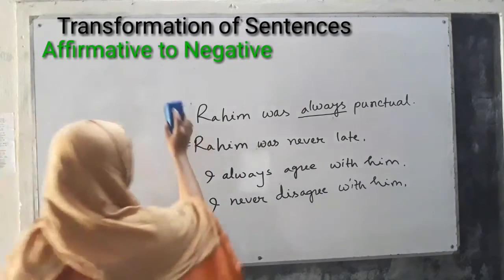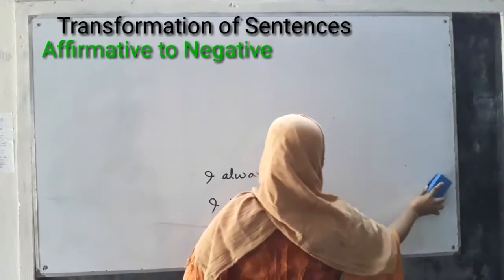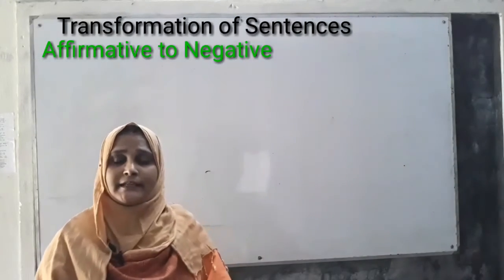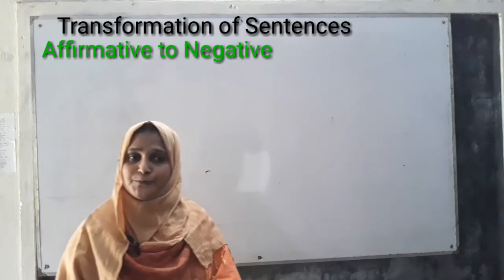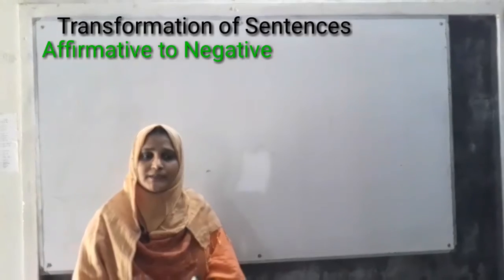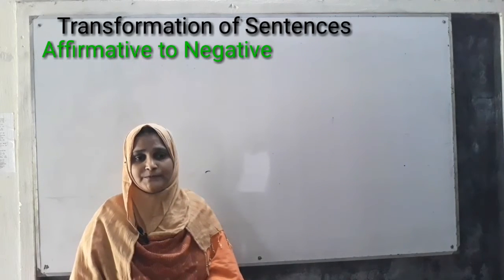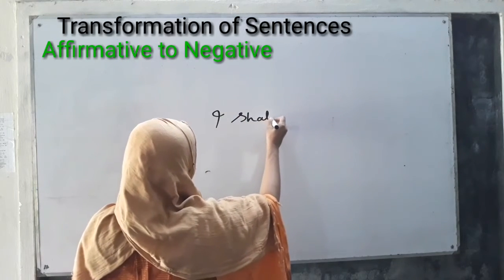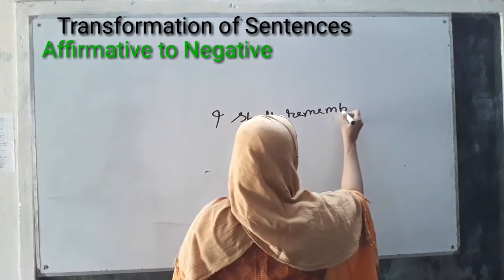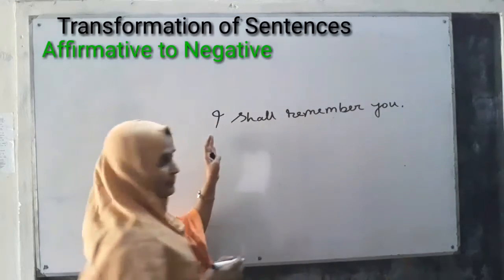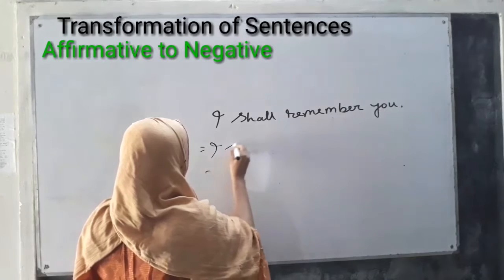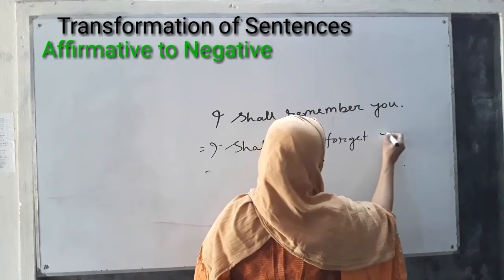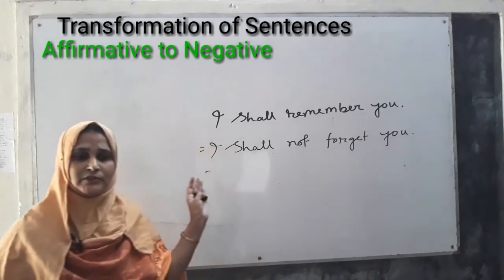Now learner, when making an affirmative sentence negative, we have to put the negative form of the affirmative word in that sentence and not put "not" before the negative word. Example, I shall remember you. I shall not forget you.